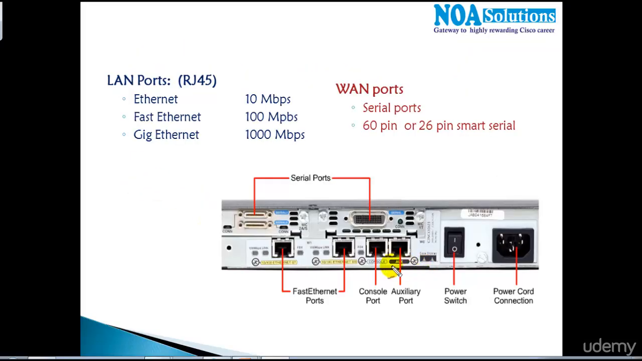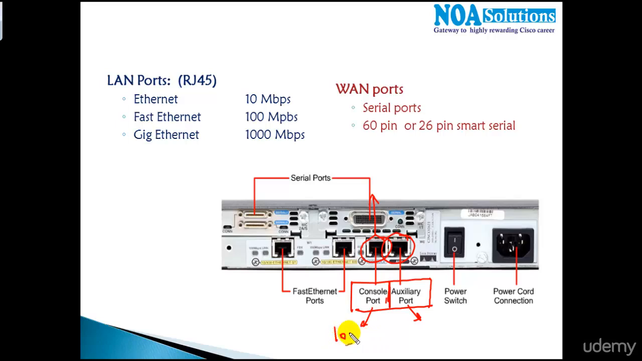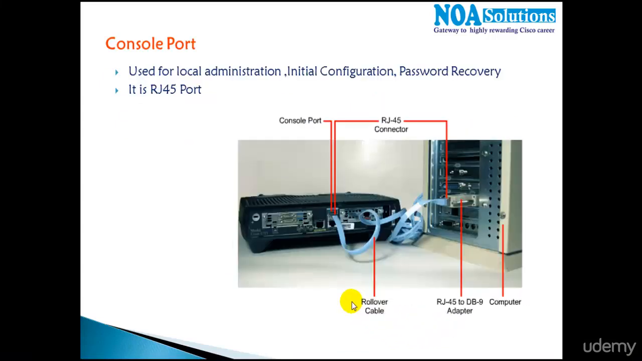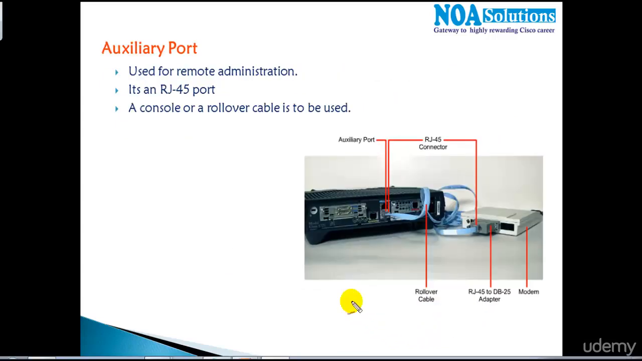The next thing is, just now we have discussed that the console port is the one used for local administration. Now there is one more port, which is called the auxiliary port, and these two ports are for administration only, for doing basic configurations. But the only difference is the console is for local administration and the auxiliary port is for remote administration. So what is the meaning of remote administration? Let's try to understand that.